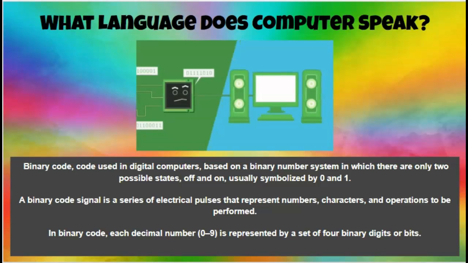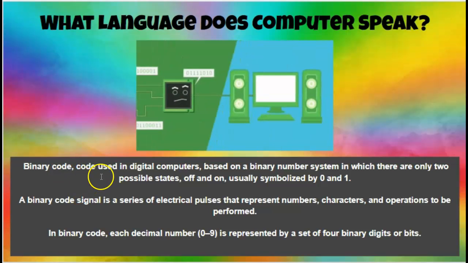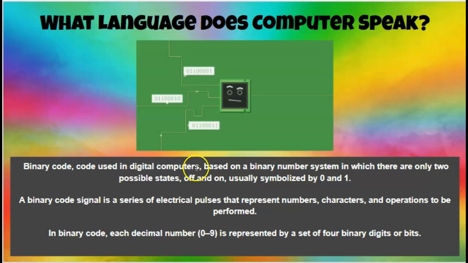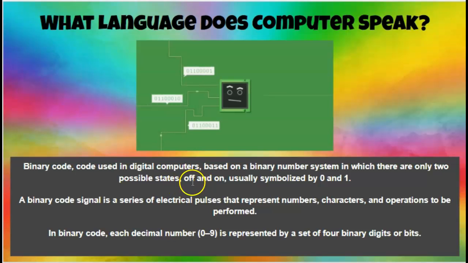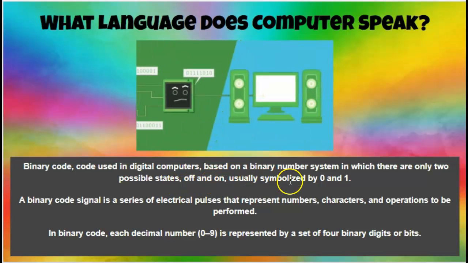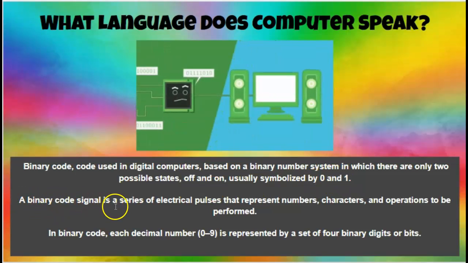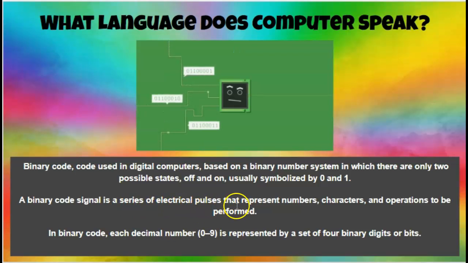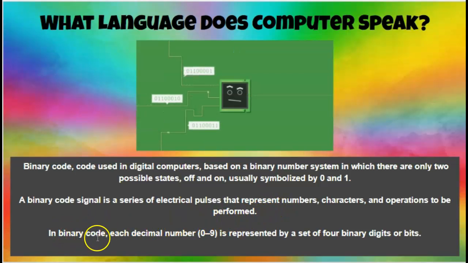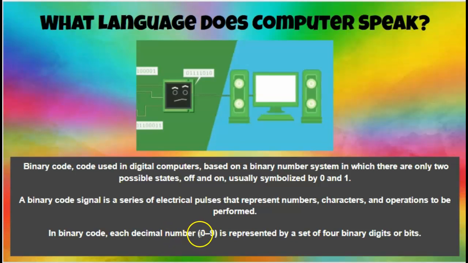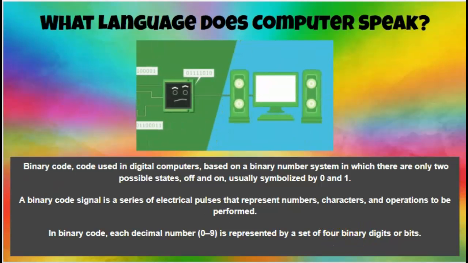So what language do computers speak? A computer actually speaks in binary code, a code used in digital computers based on a binary number system in which there are only two possible states, off and on, usually symbolized by 1 or 0 and 1. A binary code signal is a series of electrical pulses that represent numbers, characters, and operations to be performed in the computer. In binary code, each decimal number between 0 and 9 is represented in a set of 4 binary digits, or what's called bits.